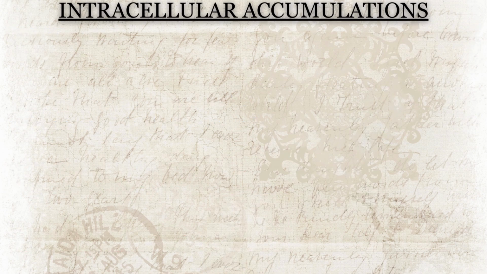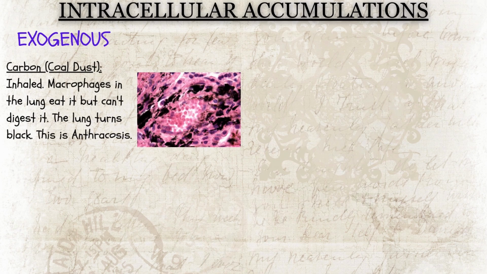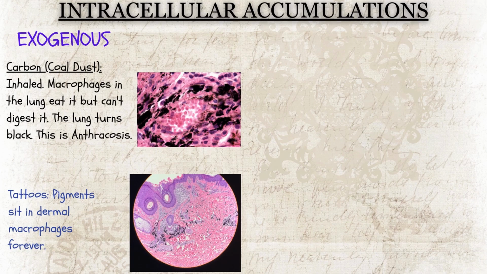Next is pigments. Exogenous: carbon or coal dust. It is usually inhaled. Macrophages in the lung eat it but can't digest it. The lung turns black. This is anthracosis. Tattoos: pigments sit in dermal macrophages forever.